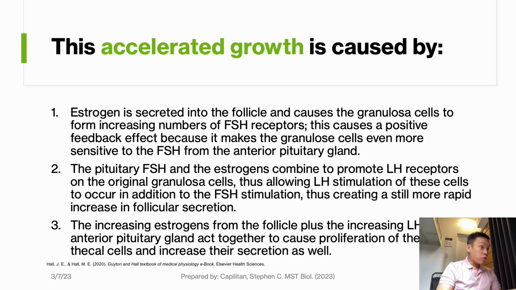The increasing estrogens from the follicle plus the increasing LH from the anterior pituitary gland act together to cause proliferation of these thecal cells and increase their secretion as well.